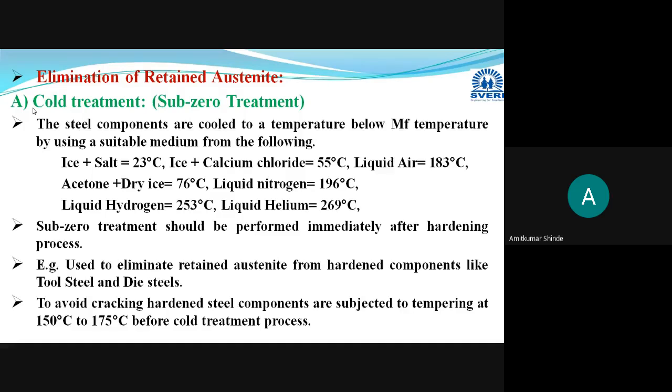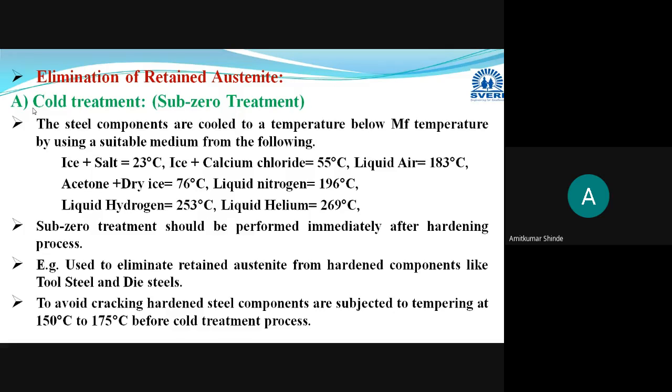After understanding the meaning of retained austenite or untransformed austenite and its effect on the properties of the steel, there are different methods to eliminate that retained austenite. Generally, we use three elimination methods. First is the cold treatment or sub-zero treatment, then plastic deformation, and the last is tempering. Tempering is nothing but a heat treatment process that we directly conduct on it.